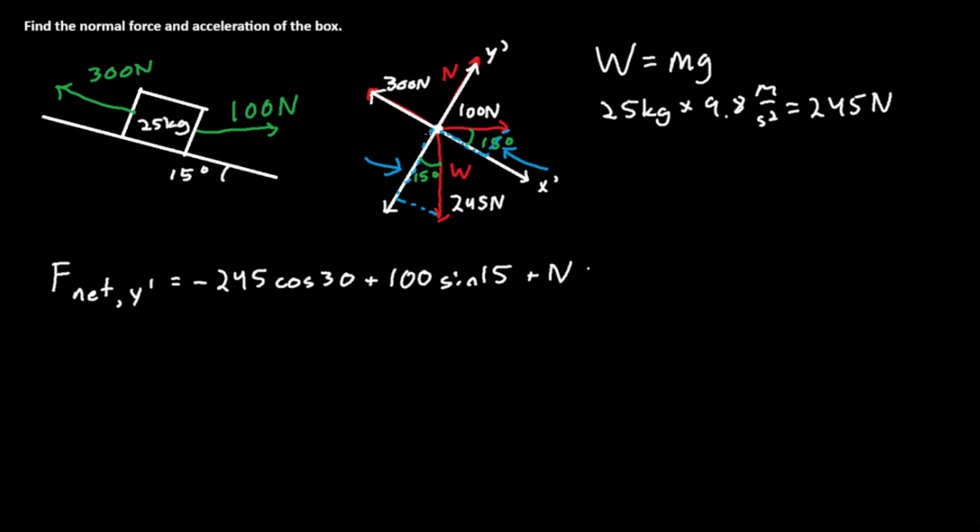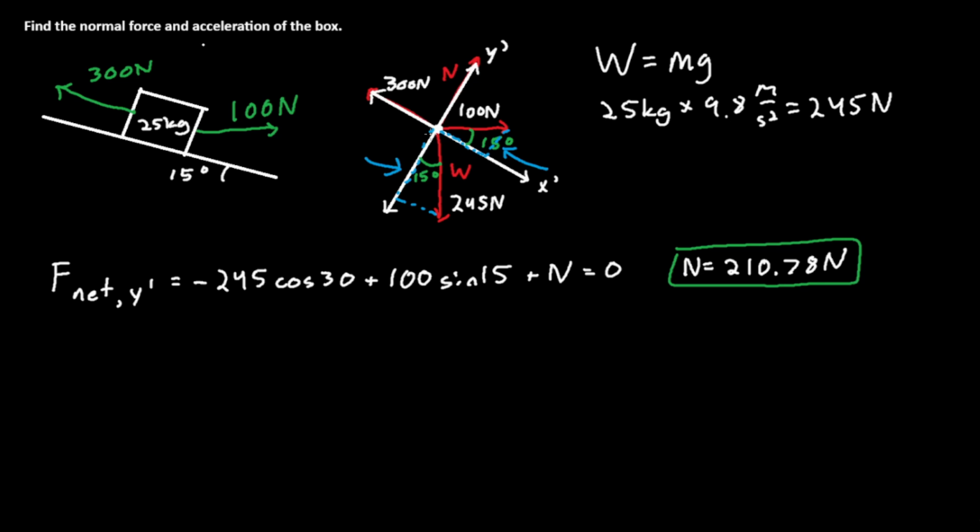If you solve for everything, you should get 0, because this box, again, is not accelerating upward or downward into the plane. So in the end, you get a normal force of 210.78 newtons. So this guy is our normal force.